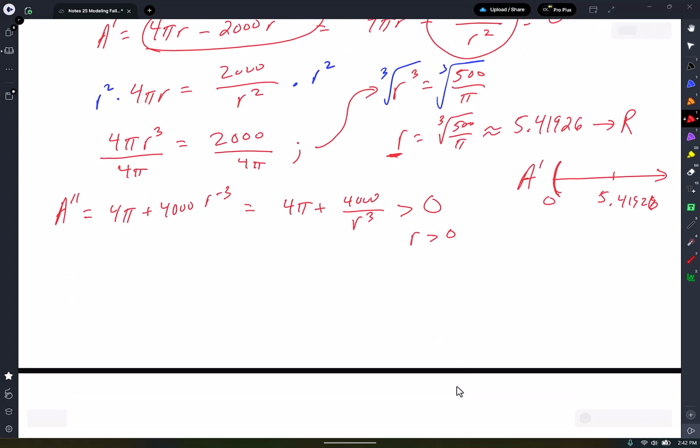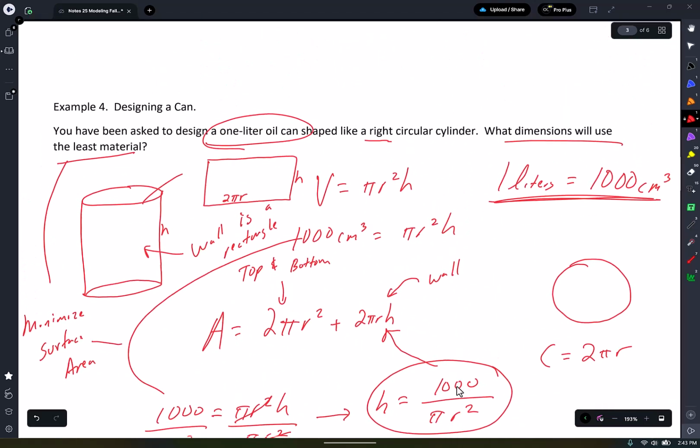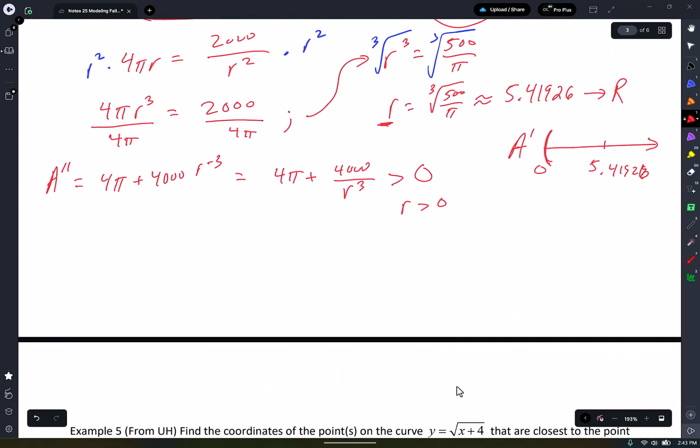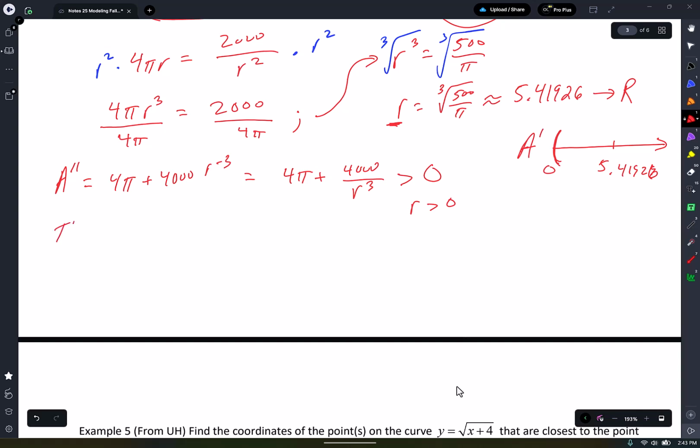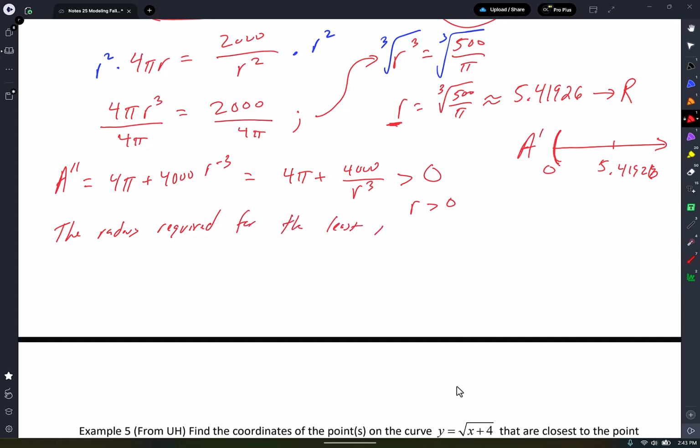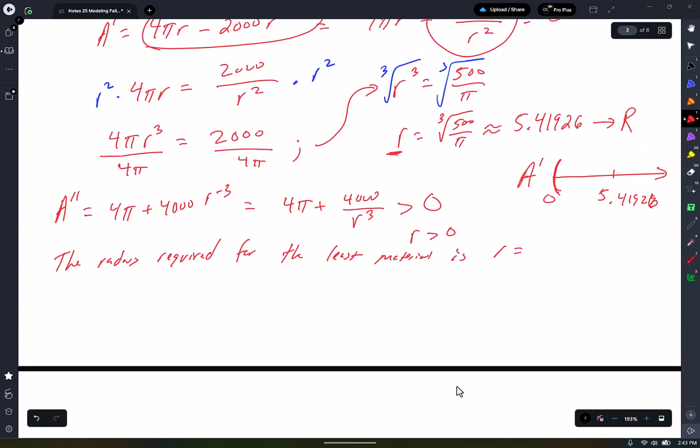And you can say this. Let's see, what dimension uses the least material? Okay. So the radius required for the least material is r equals 5.41926. Well, actually, I should be putting approximate, but that's fine. Which is the cube root of 500 over pi.